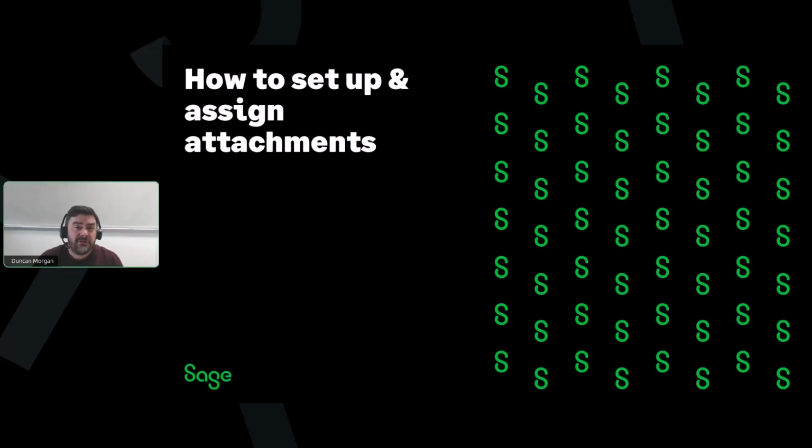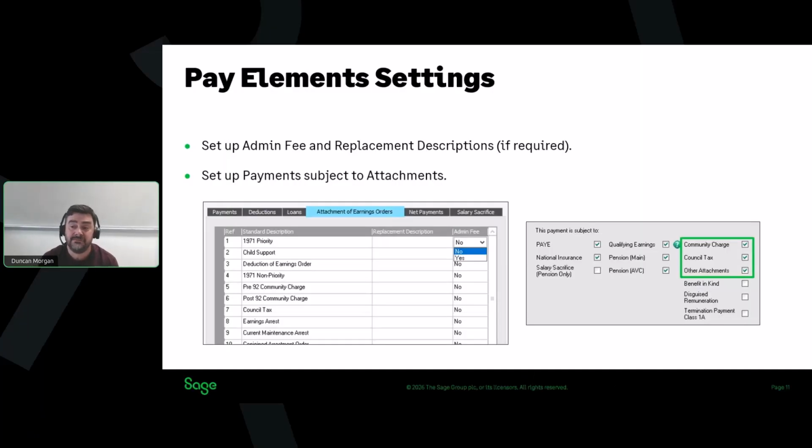So in terms of setup, most of this is done for you, but there is a bit of configuration that you can do optionally. Within the company pay element settings, you will find on the attachment of earnings orders tab the list of 17 attachment types. They all have a standard description that we've pre-programmed, but you can add your own replacement description if you want to use a slightly different label on your employees' pay slips and on what you see within Enter Payments.